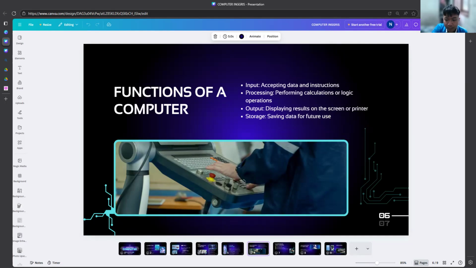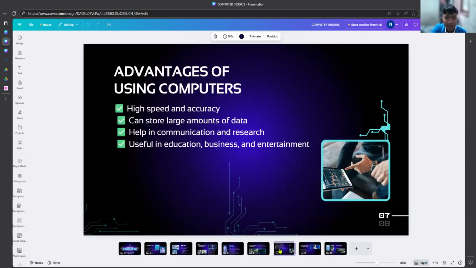Function of computer. In here, we have input, processing, output, and storage. What is input? Input is accepting data and instruction. The processing is performing calculation or logic operation. Output, displaying results on the screen or printer. Storage, saving data for future use.